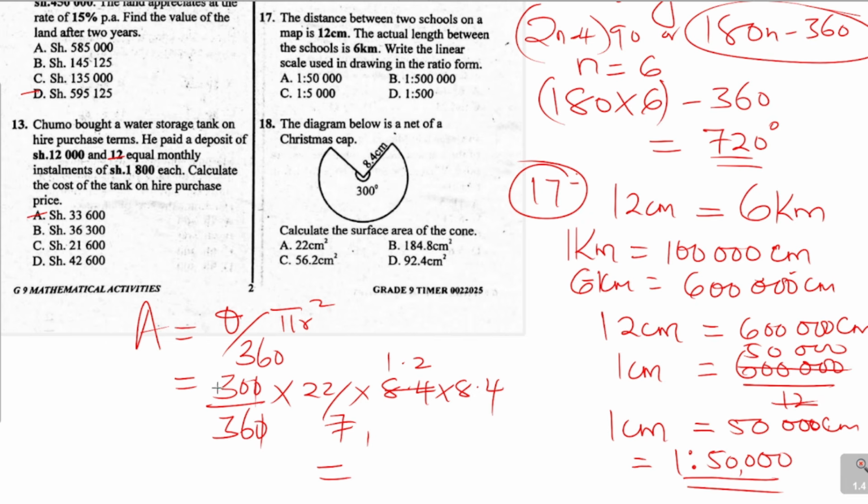These and these will go. These will be by 6, 5 by 6. Once you multiply everything out here, you will get 184.8 centimeters squared. 184.8. For number 17, the solution was 1:50,000. It's supposed to be A.